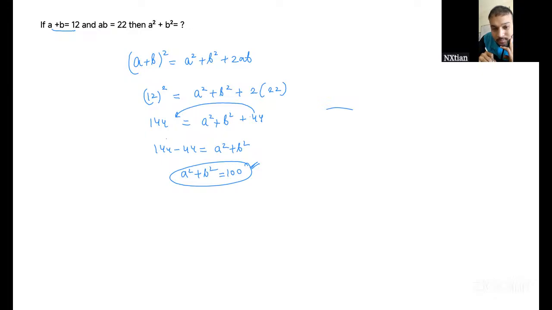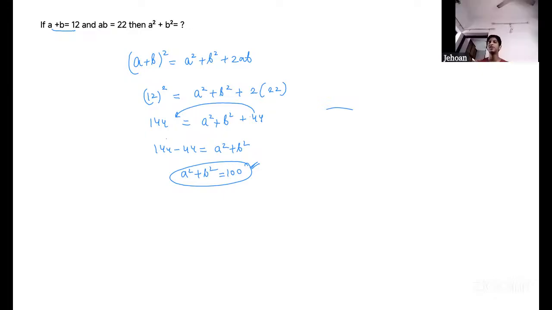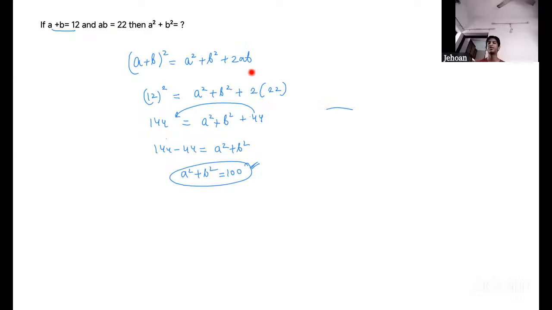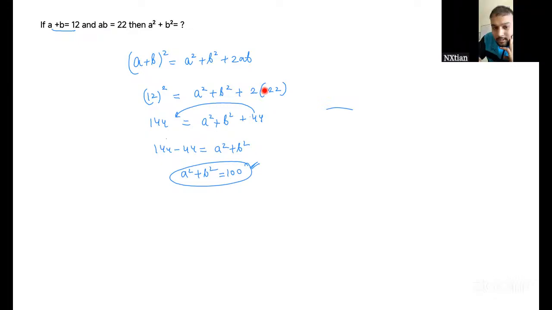Understood? No, Jehovah. So then why did they provide the ab for 22? They provide ab is equal to 22 so that I can. So I thought that we were supposed to figure out which is a and which is b, and then only get the answer. No. We can't do that. We have to just substitute the values into the formula.